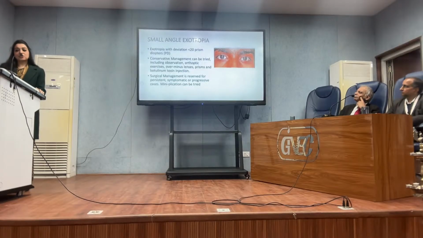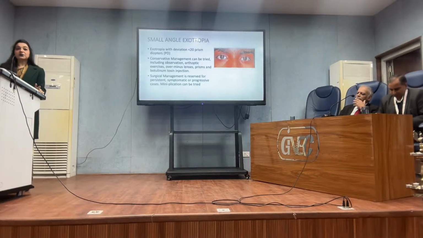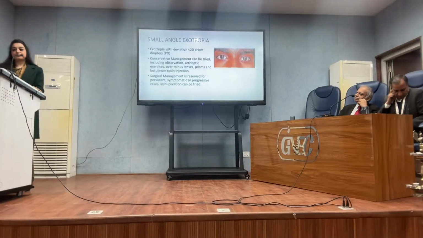Small angle exotropias are defined as less than 20 PD, and these are the only category of exotropias which can be managed conservatively. They can be observed, given orthoptic exercises, or given over-minus lenses which stimulate accommodation. Surgical management is done only when the patient is persistently symptomatic or it progresses.